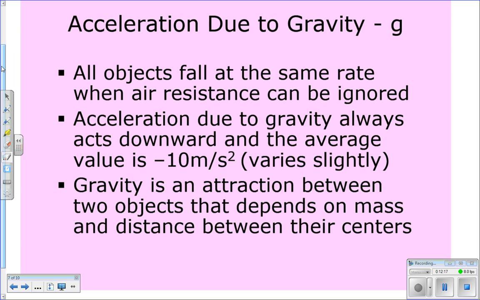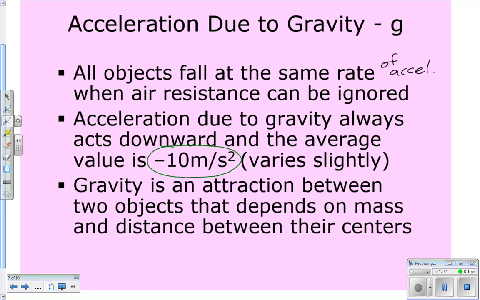Probably should throw that in there, rate of acceleration, when we can ignore air resistance. Air resistance kind of messes things up. But for our purposes, we're going to always consider objects where we can ignore air resistance. So the acceleration due to gravity is constant. And that's what all these equations we just figured out are for, constant acceleration. And that constant is about negative 10 meters per second squared.